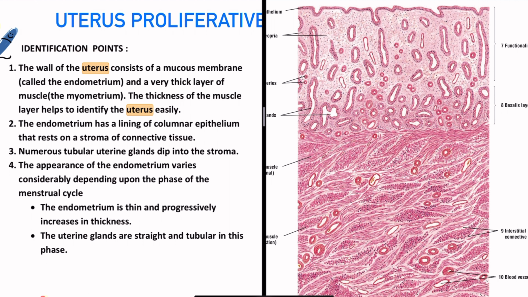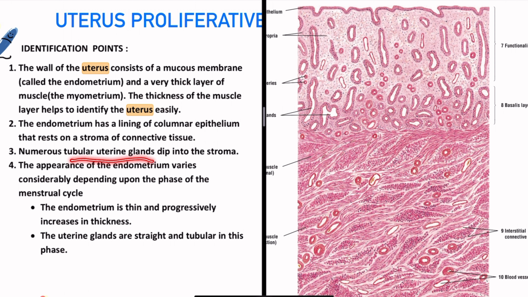Identification points for uterus in the proliferative phase. The wall of the uterus consists of a mucous membrane called endometrium. So this is the endometrium. A very thick layer of myometrium. This is myometrium. The thickness of the muscle helps to identify the uterus easily. The endometrium has a lining of columnar epithelium that rests on the stroma of connective tissue. So this is the lining of the columnar epithelium.